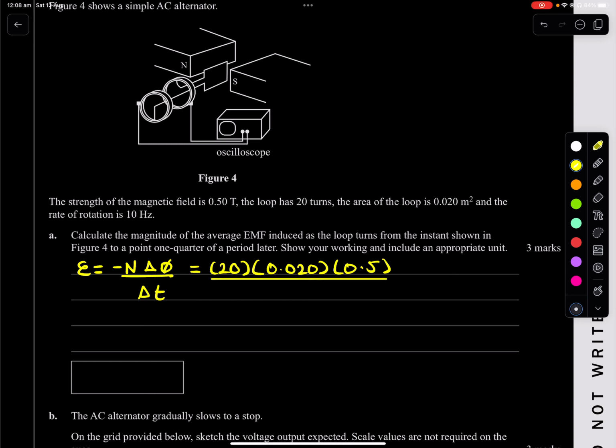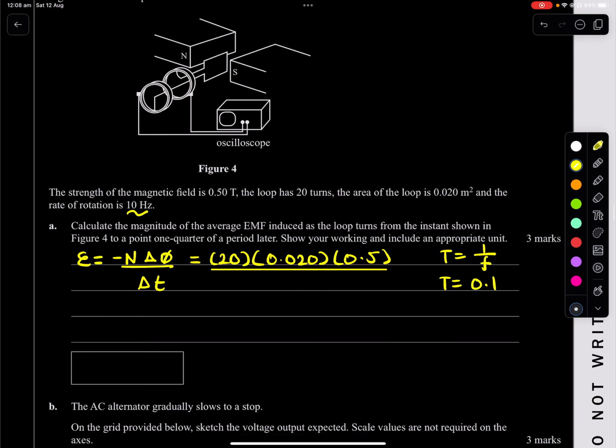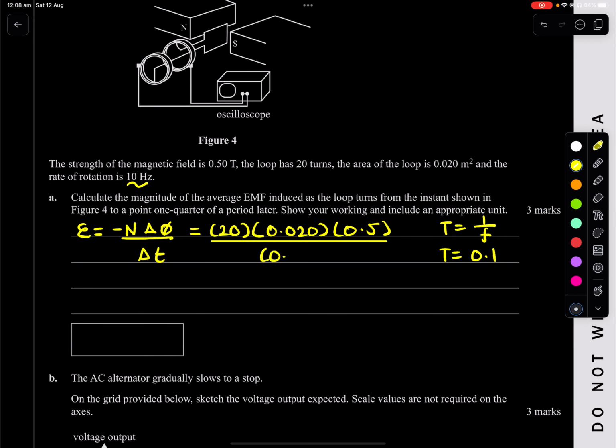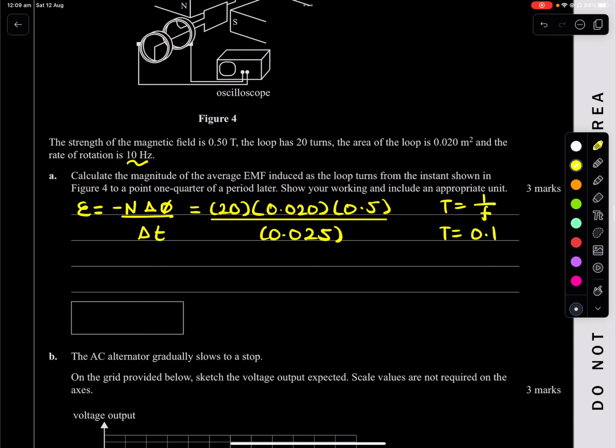But remember, we want 1/4 of a period. Given that we know the frequency, and frequency is 1 over T, it means that T must equal 1 over F. So your period is just 1 over 10, which is 0.1 seconds, but we must divide it by 4 because we want 1/4 of the period. So 1 over 40 gives us 0.025.